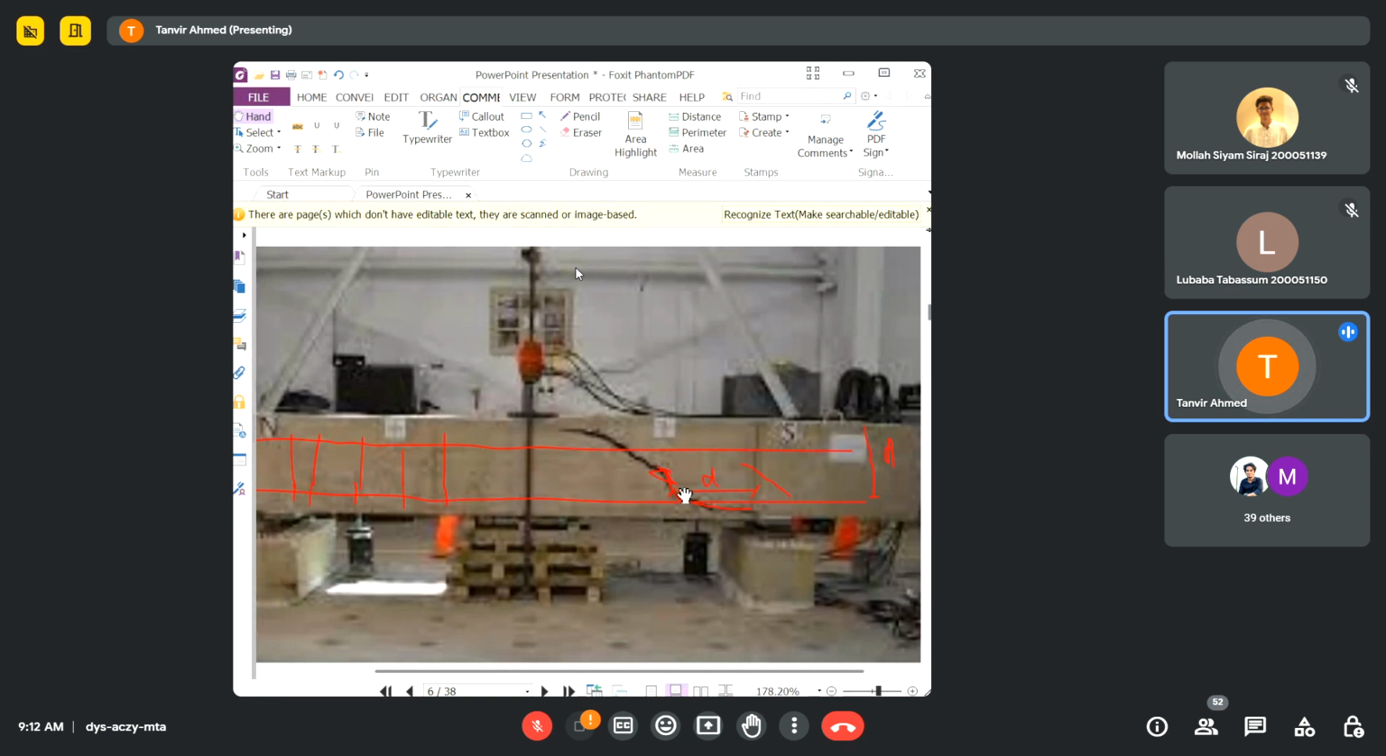So you can understand that shear cracks normally do not initiate at the support, rather they initiate at a distance of d from the support. Okay, at a distance of d from the support. That's why you can take the shear force value at a distance d in your shear diagram to calculate the design shear force.